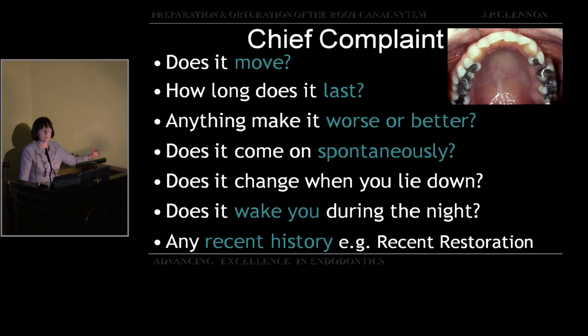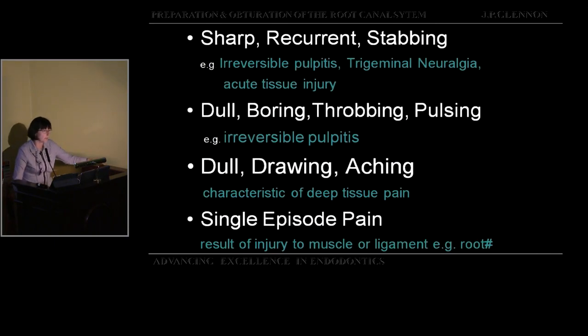And this is what you're looking for during this series of questions. In fact, you can get useful diagnostic information from the patient's descriptors. So pain can be provoked by a hot or cold stimulus. Produces sharp pain. That's our A delta fibers.